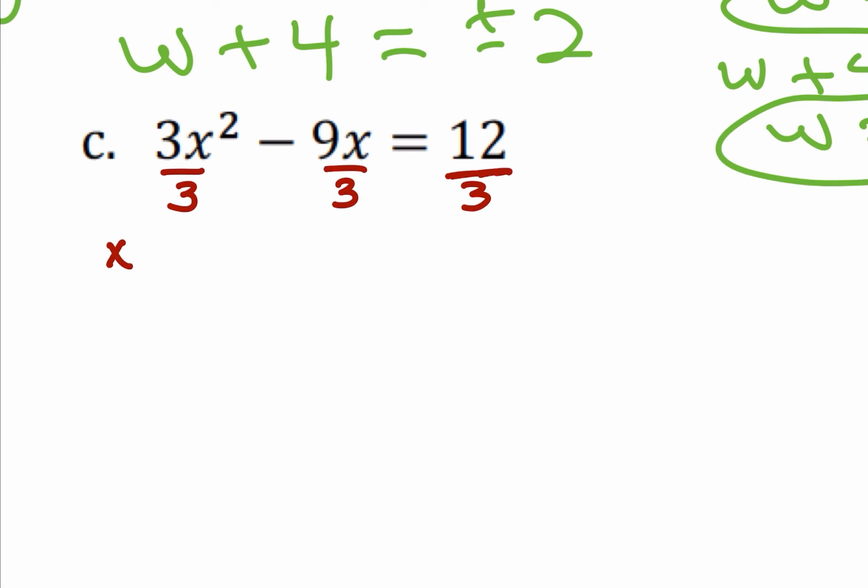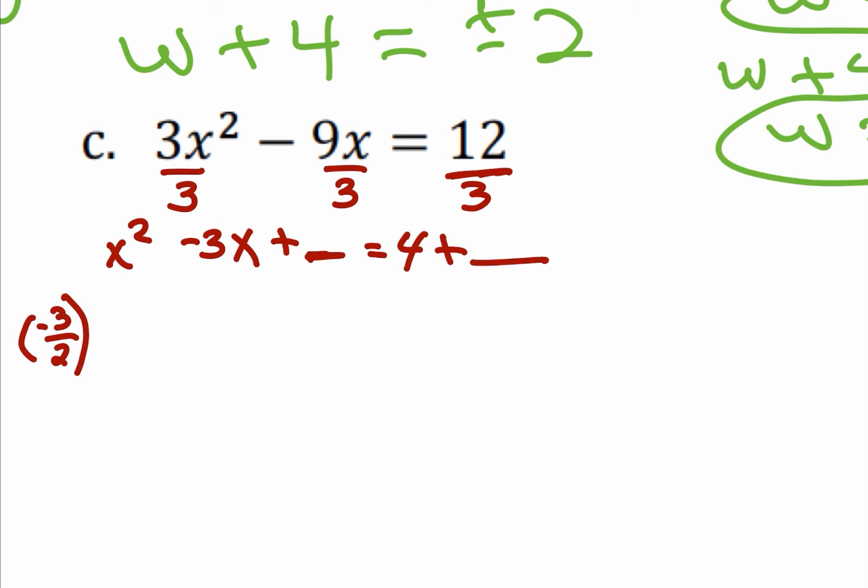So our new equation will be x squared minus 3x equals 4. And I'm going to leave room for our plus dash, plus dash. All right, so taking half of negative 3, I'm going to write that right here. It's negative 3 over 2. So that's how we take half of it and we square it. So that gives us 9/4.